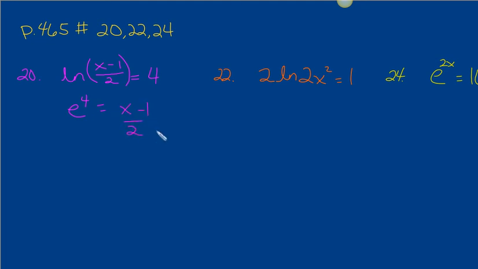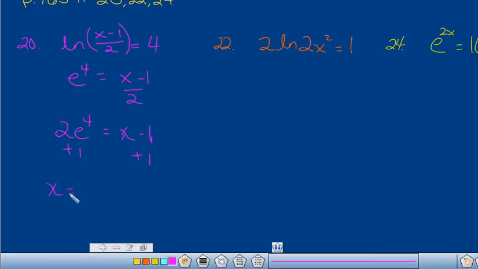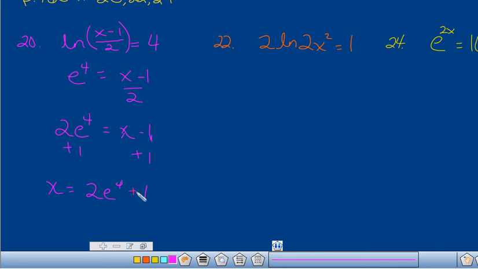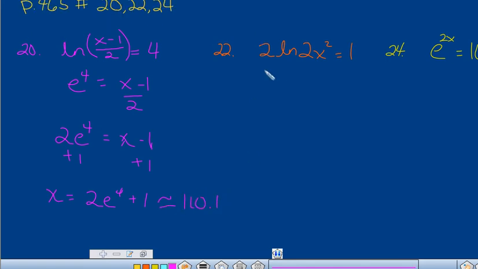And now you can separate this out. You can solve for x. So I'm going to multiply both sides by 2. I get 2e to the 4th is equal to x minus 1. And next I'm going to just add 1 to both sides. And x is going to equal 2e to the 4th plus 1, which, if you want an approximate answer, is approximately equal to 110.1.